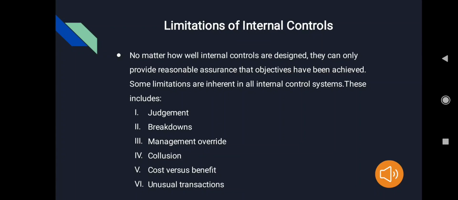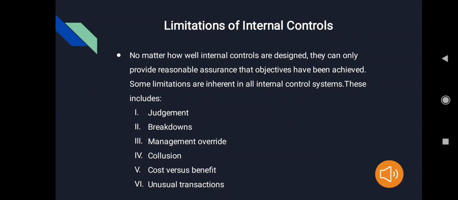The second point is breakdown. Even well-designed internal control can break down. Employees sometimes misunderstand instructions or simply make mistakes. Errors may also result from new technology and the complexity of computerized information systems.